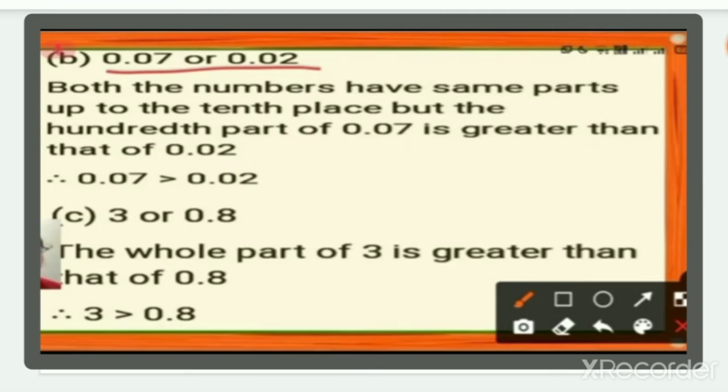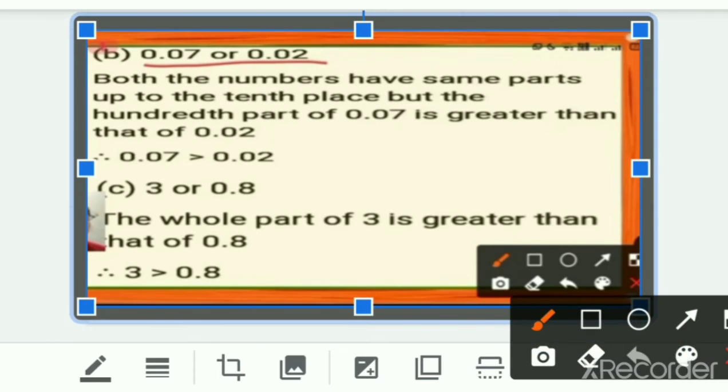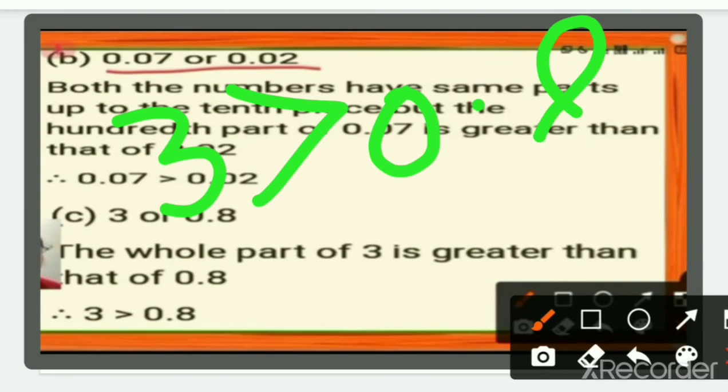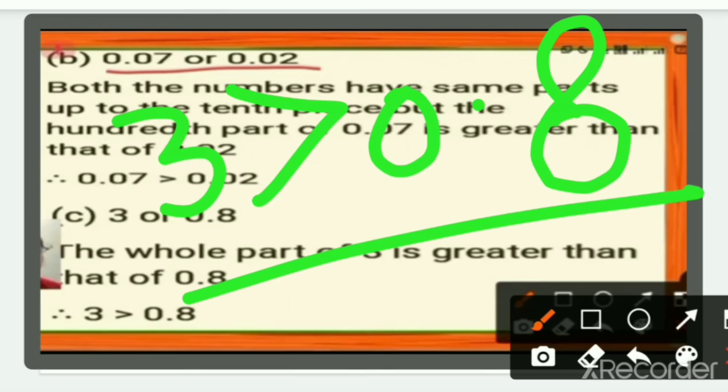Now moving to part C, we have 3 or 0.8. It is very easy. We all know that if a whole number is given and a decimal is given, the whole number will always be greater. So the whole part 3 is greater than 0.8. Okay.